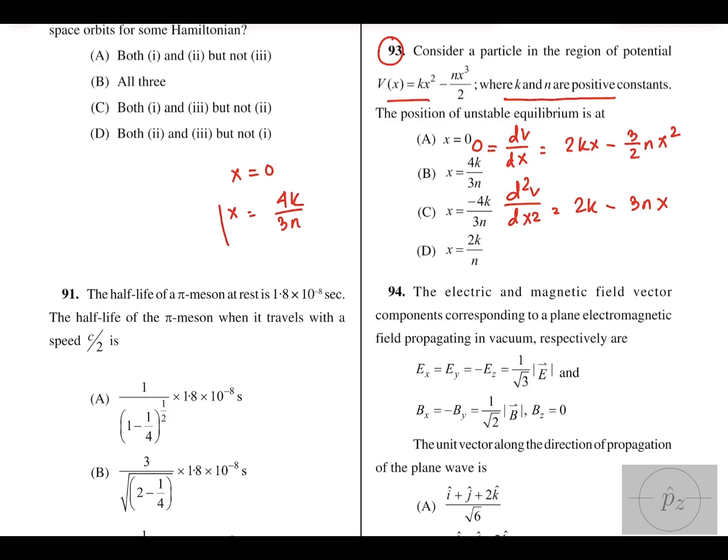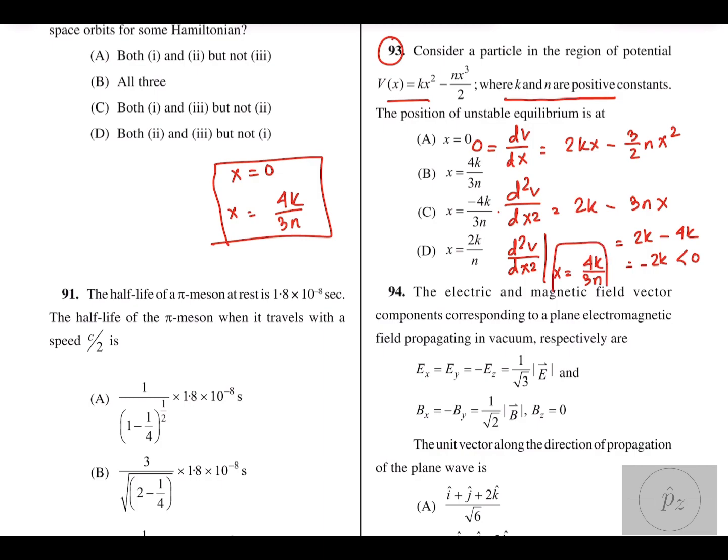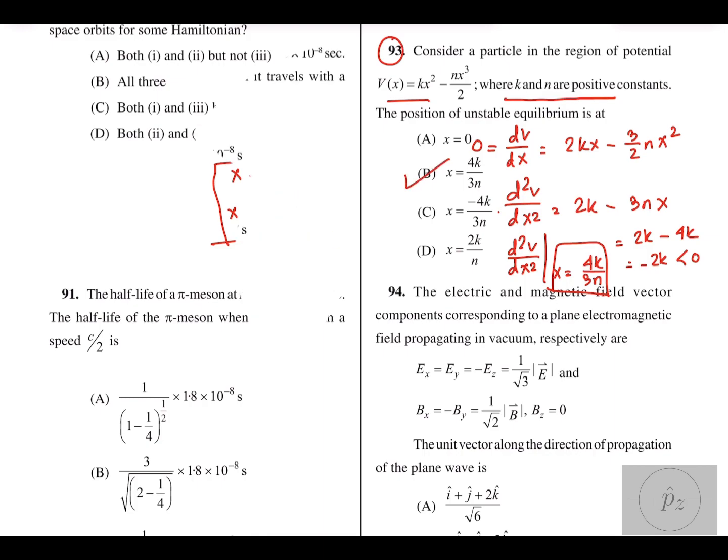We now put these values of x in the second derivative and find that d2V by dx2 at x equal to 4k by 3n is equal to 2k minus 4k, that is minus 2k, which is less than 0. So x equal to 4k by 3n is the unstable equilibrium point. So option B is the correct answer.